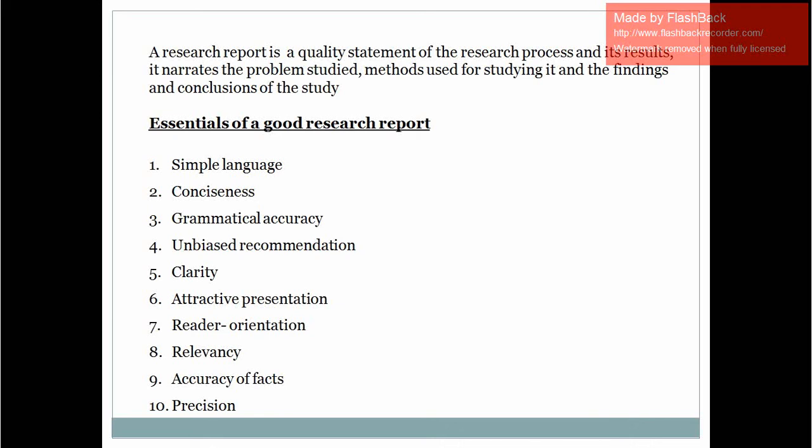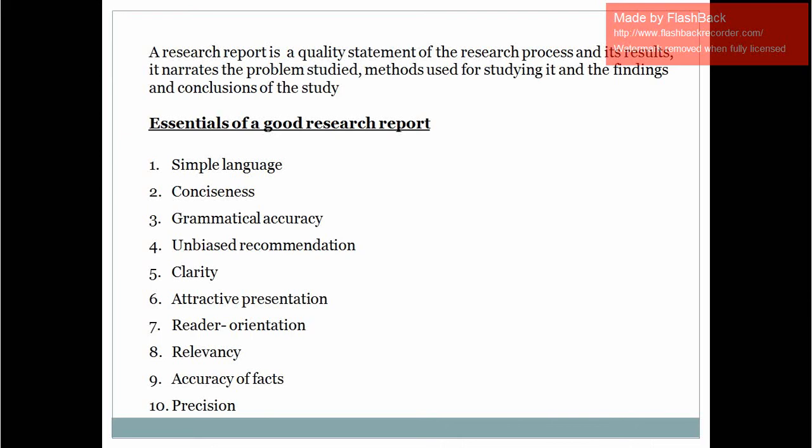Now let us try to understand what are the essentials of a good research report. The first point here is simple language. A good report has to be written in a simple and understandable language. A report should be so simple, it should be self-explanatory. The language of the report should not be influenced by the writer's emotions or goals.